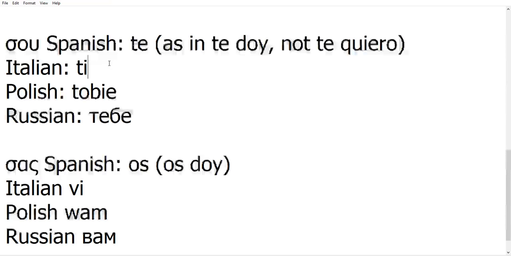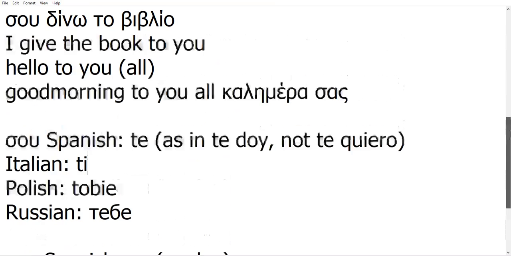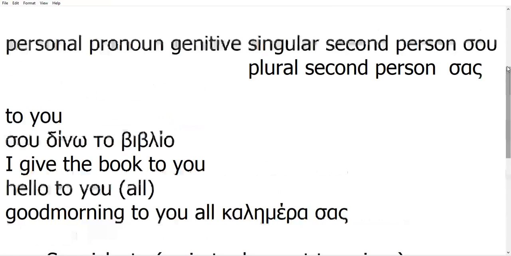Again, the important thing to understand here is that this "su" and "sas" doesn't appear only when you say hello or good morning. It also appears when you say things like I give you the book, or I buy him a present. Του αγοράζω, well, here it's him. I buy you a present. Σου αγοράζω ένα δώρο. Here, I think it makes perfect sense. Okay, so again, if you want a rough English translation, it's something like to you.